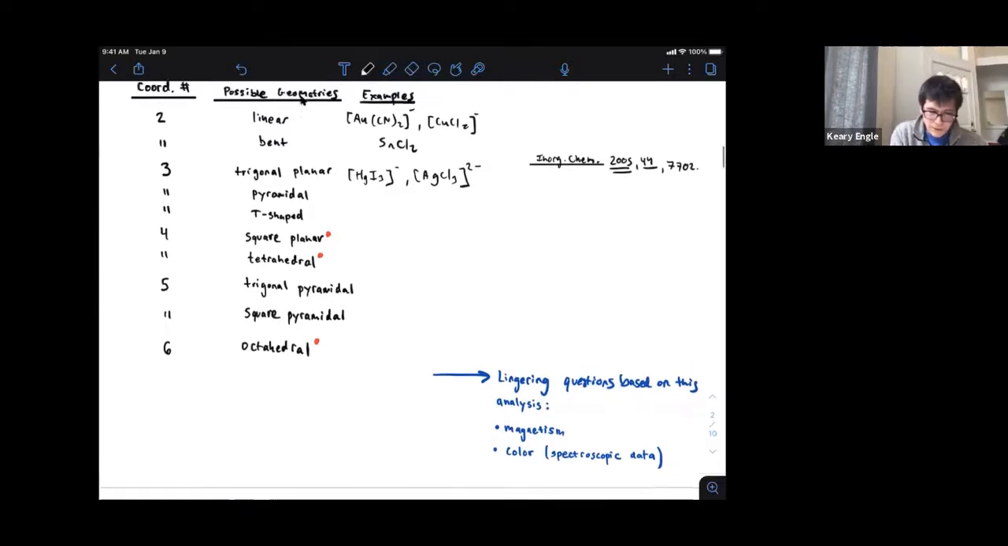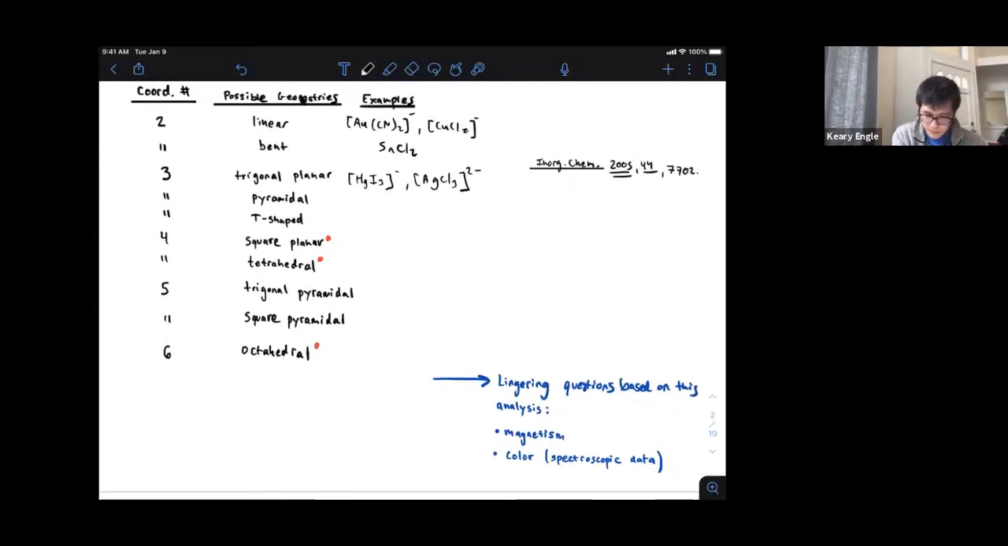For organometallic complexes, pyramidal and T-shaped are somewhat less common, so we just call these specialized. I'll give you one example of what I mean by this, so you don't encounter these every day. Here's an example, and here's the accompanying reference, of a T-shaped complex, just from the modern literature. This is from Pat Holland's group at Yale.